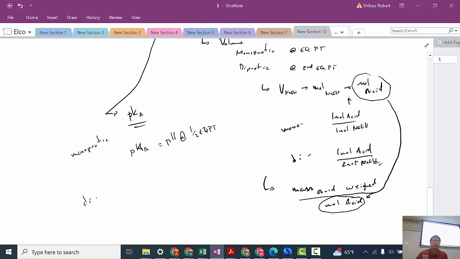If it's diprotic, then we're going to get two pKa's. We're going to get pKa1, which is the pH at the half equivalence point, but it's the first half equivalence point. Or I should say the half first equivalence point. So this is the pH at half the first equivalence point. And then we're going to get pKa2, which is going to be the pH at half the second equivalence point.